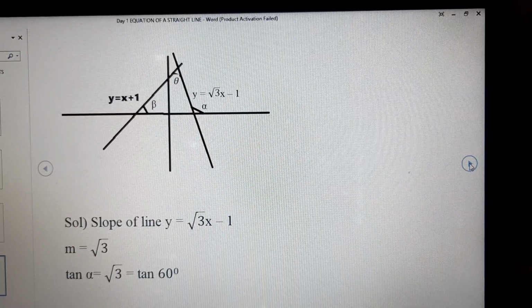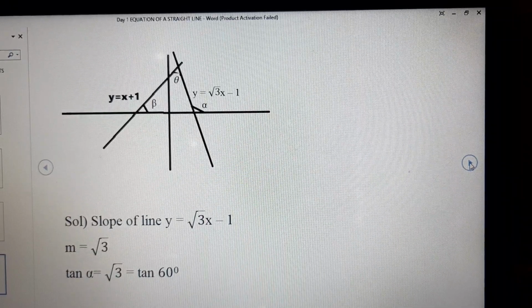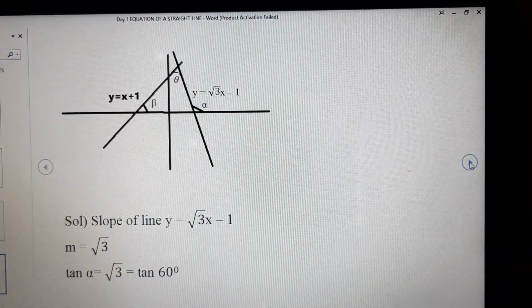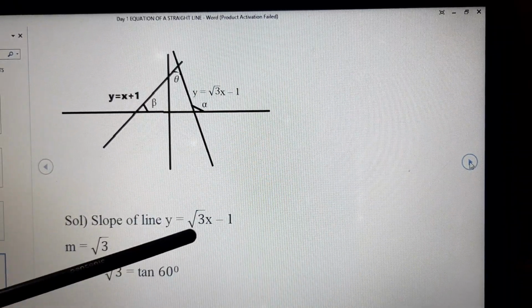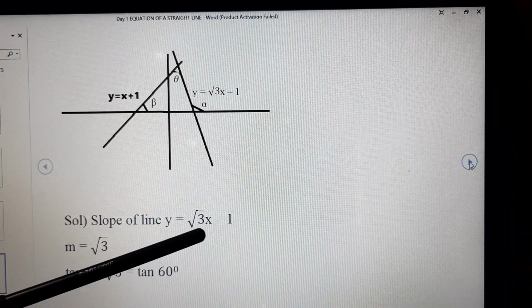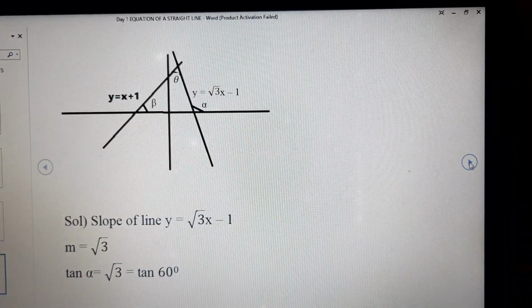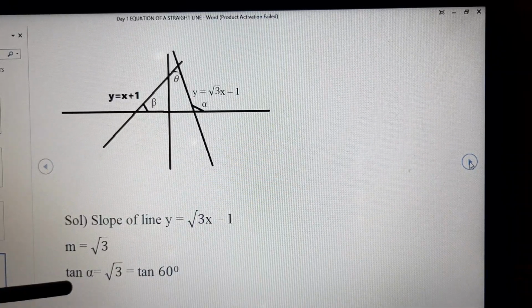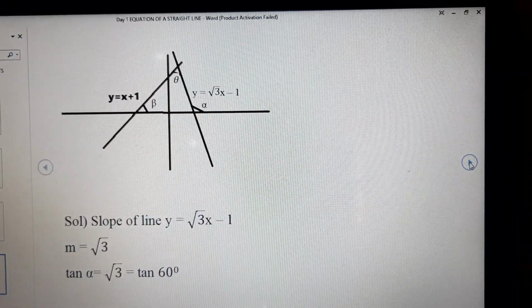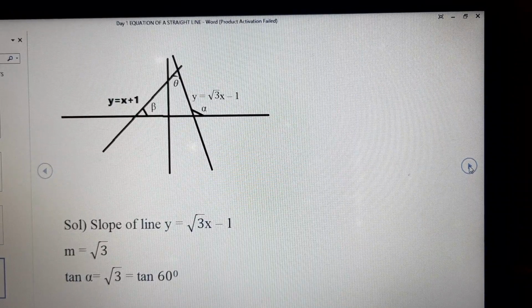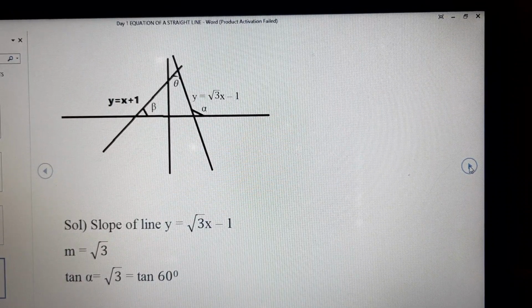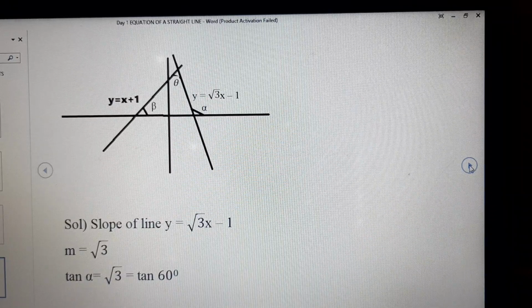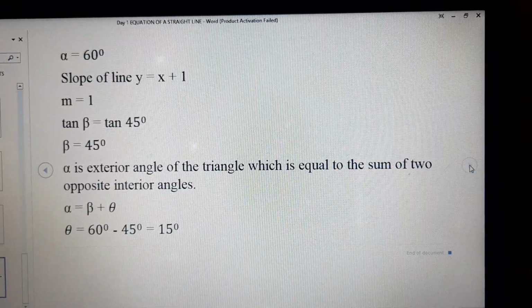So we should know first of all the slope. With the help of the equation, I have taken y is equal to root 3 x minus 1. If you compare it with y is equal to mx plus c, m becomes root 3. The formula says m is tan theta, but here the angle is alpha, so I have taken tan alpha. So tan alpha is equal to root 3. Root 3 is the value of tan 60 degrees. If we compare, alpha becomes 60 degrees.